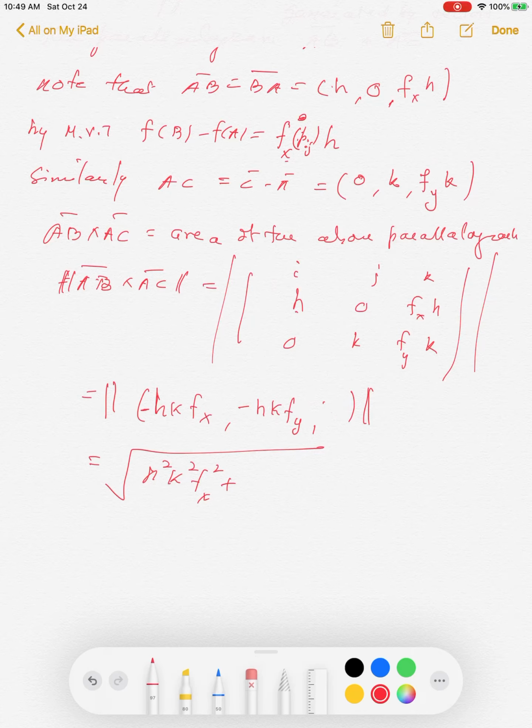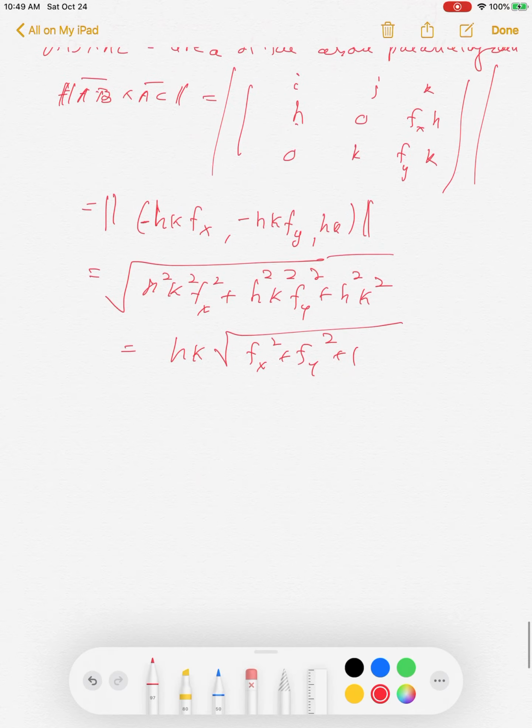It is not 0 because it is hk. So it's going to be h square k square fx square plus h square k square fy square plus h square k square. And so if you write this, you get hk times root of fx square plus fy square plus 1.